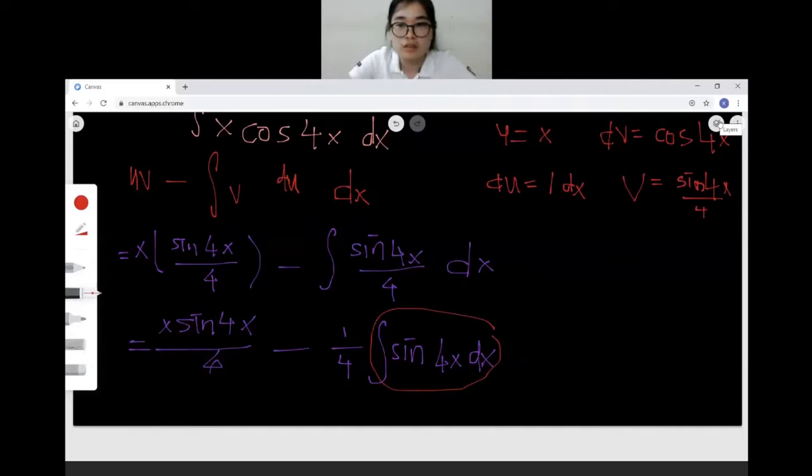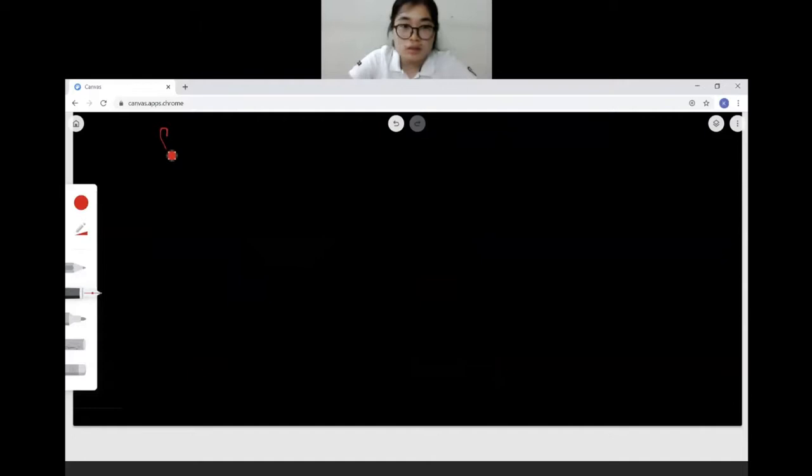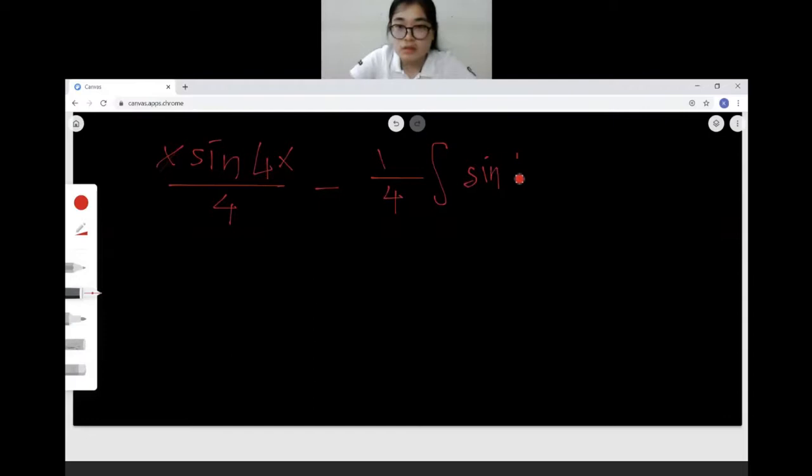Okay, wait, let me close one more. From just now we get this, and then we get this one. After we get this, so the integration of sine 4x is what? We can straight away write it down. This one, copy back first.